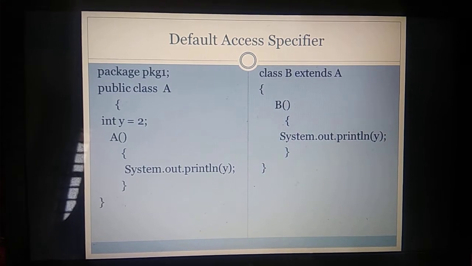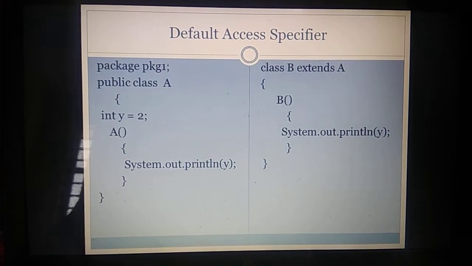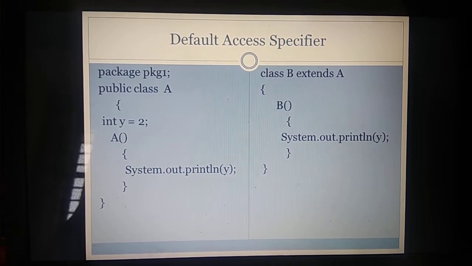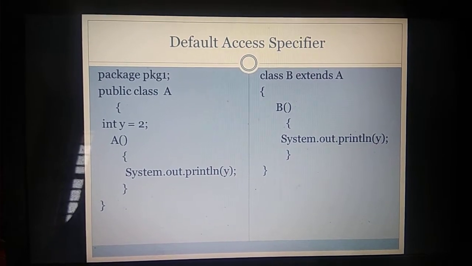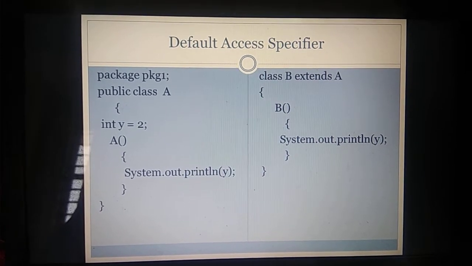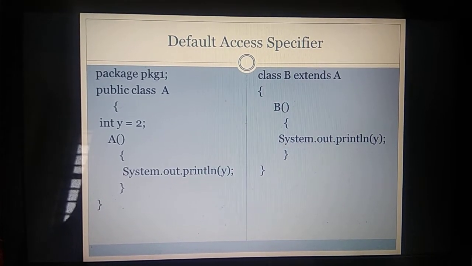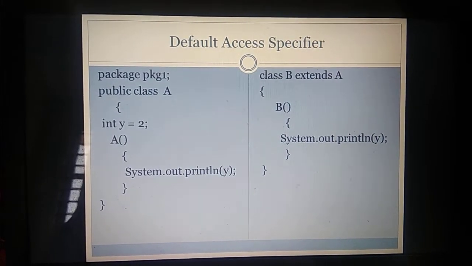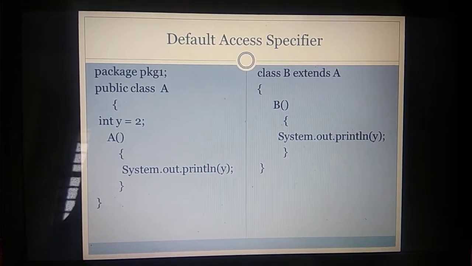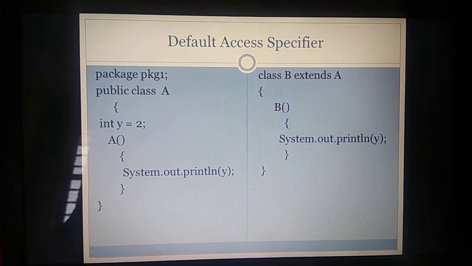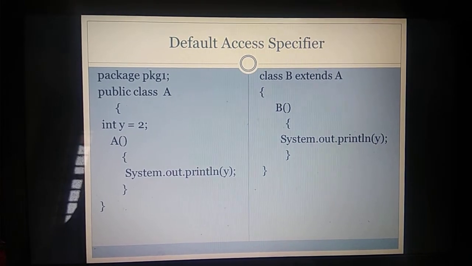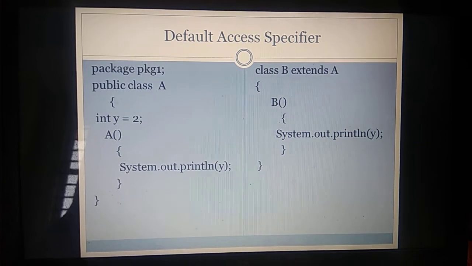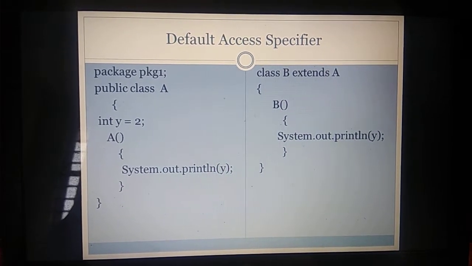Next, for the subclass in the same package, we are creating class B. Class B extends A, so it's a subclass of A, and we can access y because class B is also inside the same package, package 1. Inside B we are creating a constructor so that we can print y. So you can understand that the default variable can be accessed inside the same class and inside the subclass.